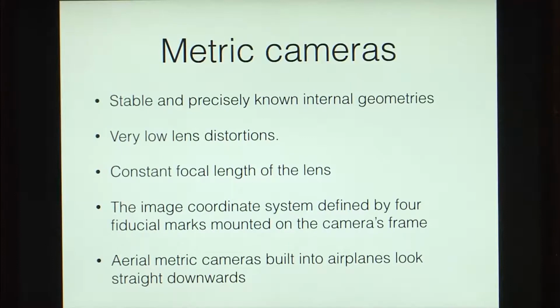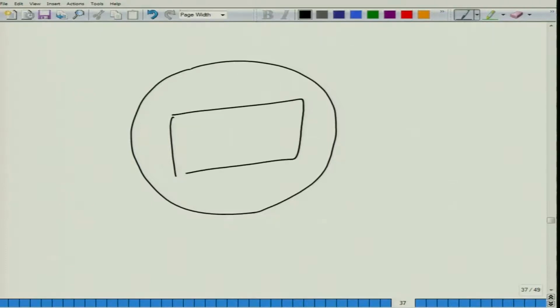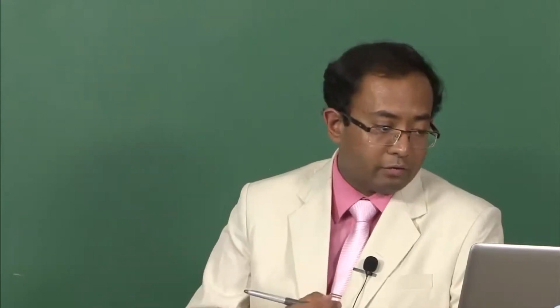Also, the image coordinate system will be defined by 4 fiducial marks mounted on the camera's frame. What that means is, when we take an image from this camera, it would have 4 marks in the photograph, which would tell us the image coordinate system. Because these 4 marks are in the camera itself, they will always be there on all the photographs, and we can use these marks to back calculate any geometries in the photograph.